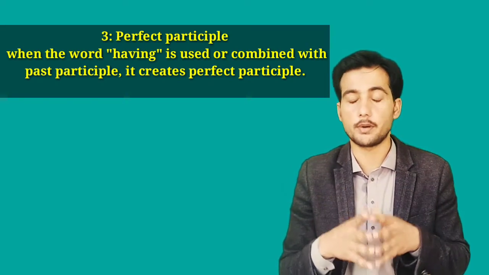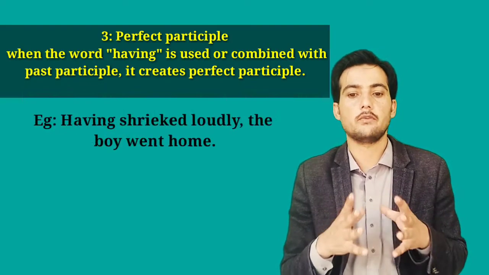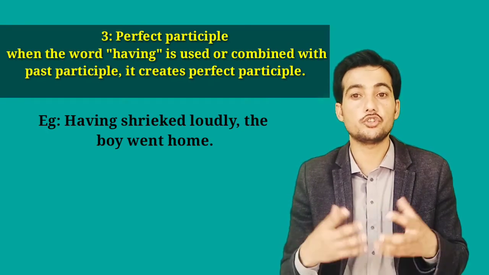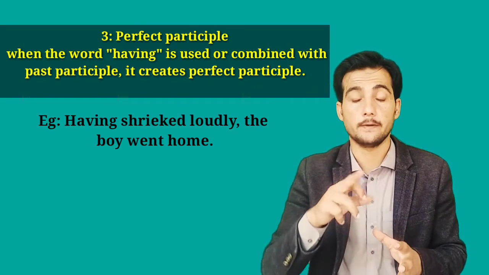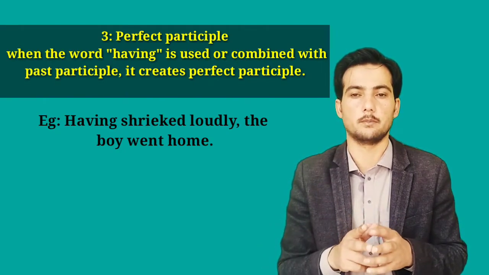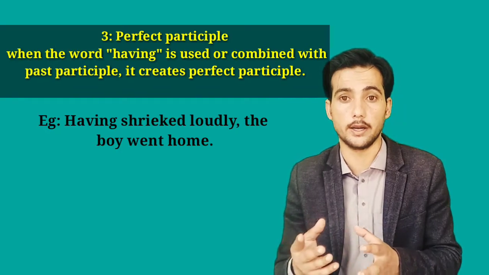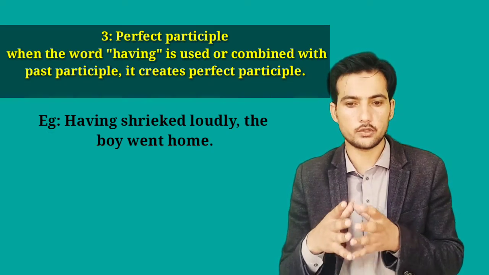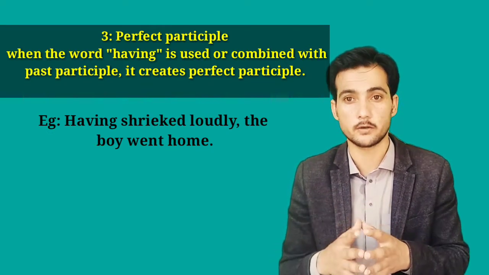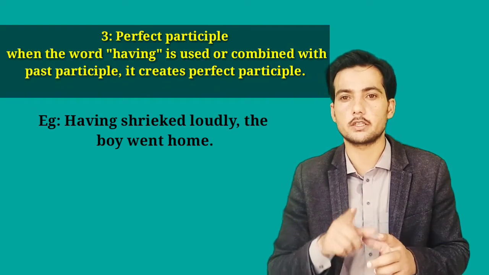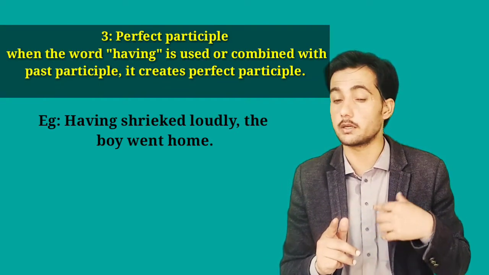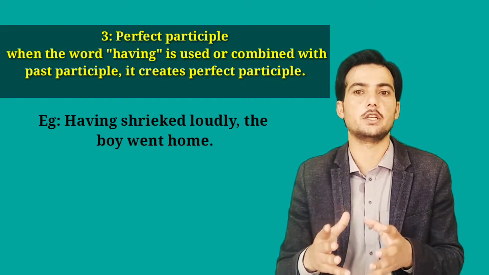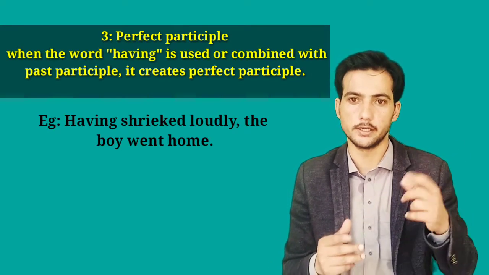For example, just look at the example and then you will come to know about it. Having shrieked loudly, the boy went home. So if you look at that, who shrieked? That was the boy. That's why here the two activities are performed by the subject, that is the boy. The boy shrieked, and after that he went home. So what did he do first? He first shrieked, and after that he went home. So here, in having shrieked loudly, we used the perfect participle especially for the activity that is performed earlier.